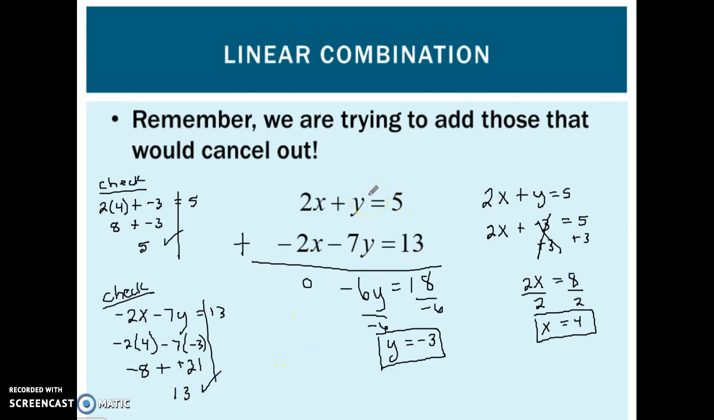So the solution to this system of equations is the ordered pair 4, negative 3. So x is 4, y is negative 3. This means that this is the coordinate where these two equations intersect.